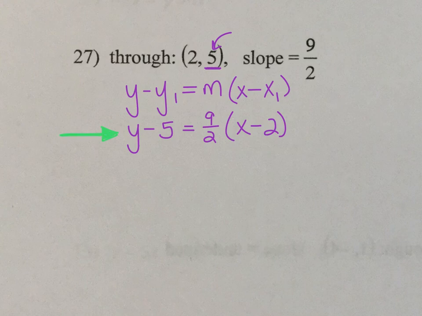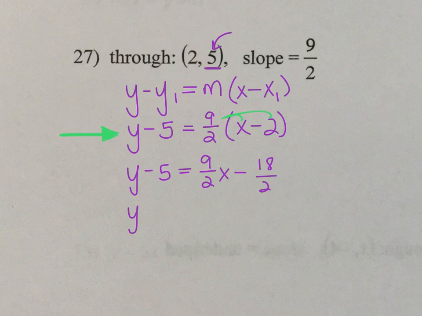Okay, I need to get rid of fractions, and I'm going to need to get rid of parentheses. I'm going to start with getting rid of the parentheses first. So I'm going to distribute this 9 over 2. It's going to give me y minus 5 equals 9 over 2 x minus, if you multiply this, you get 18 over 2. Then let's simplify that so that we have an easier number to look at. y minus 5 equals 9 over 2 x minus 9.